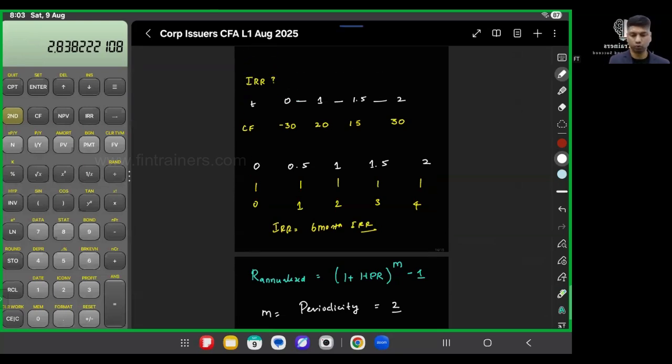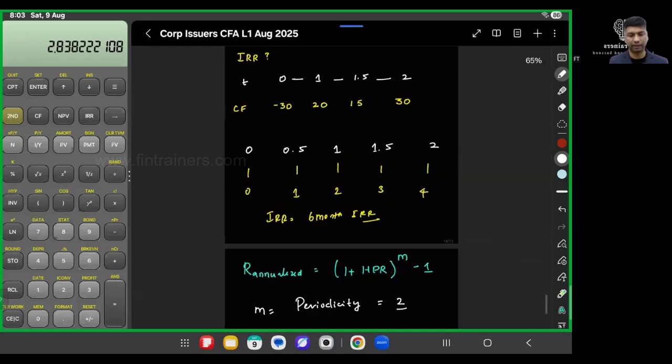So do 2 steps. First, calculate your regular 6-month IRR, then annualize it. There's no discount rate. We are calculating IRR. No need for a discount. We're not doing NPV, just IRR.